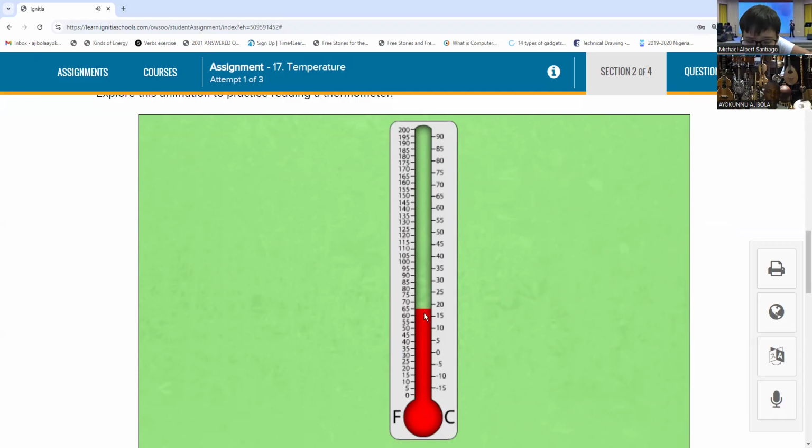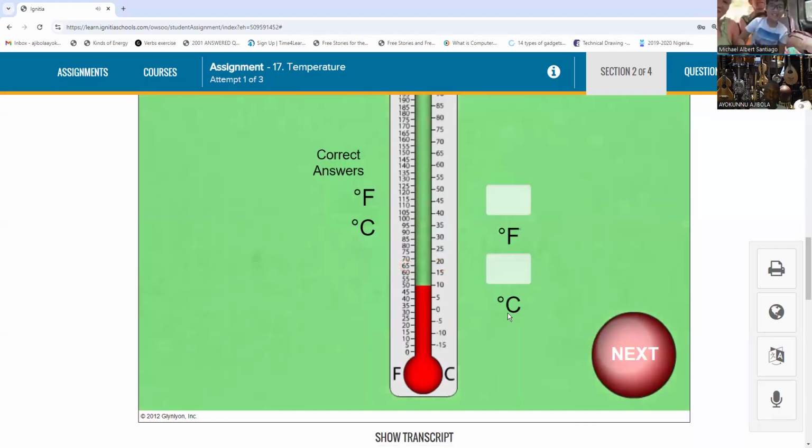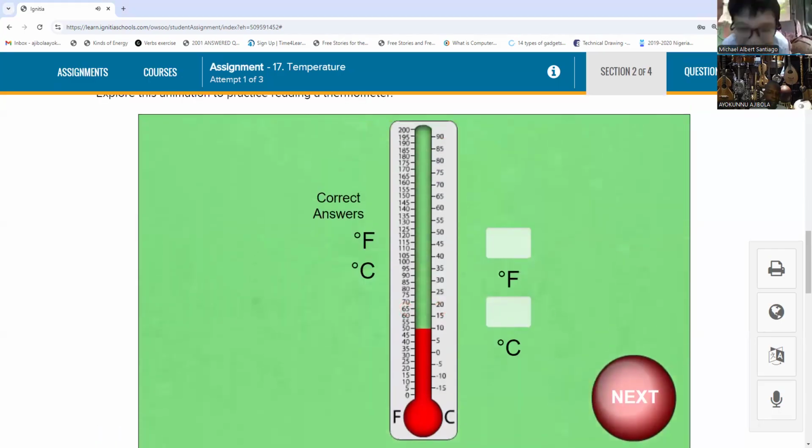So now let me share my sound so you can hear what this page is saying. Okay, so let's see. What temperature are you in now? Type your answer in each blank. Click the next button to check your answer and go to the next problem. So it's asking for what temperature it's showing, okay?